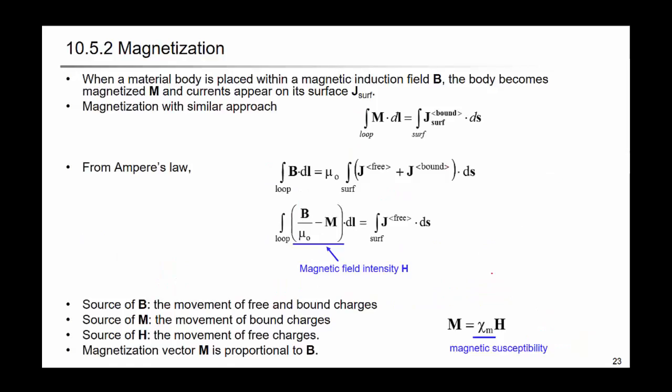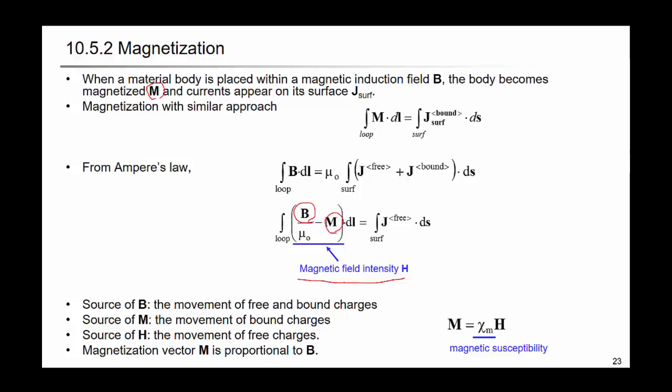And you can apply the same concept to the magnetization. When a material body is placed within a magnetic induction field B, the body becomes magnetized. So this M is equivalent to P, and the currents appear on its surface J. And with a similar approach, we can define the magnetic field intensity H. So the H is a function of the induction field and the magnetization M.